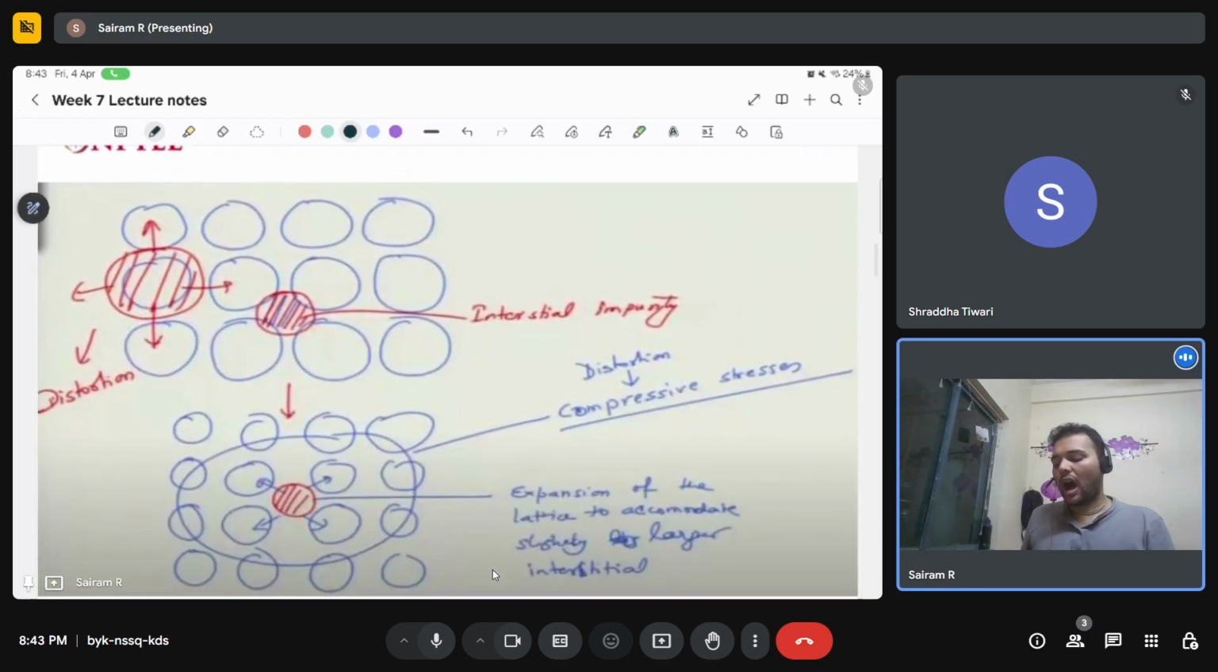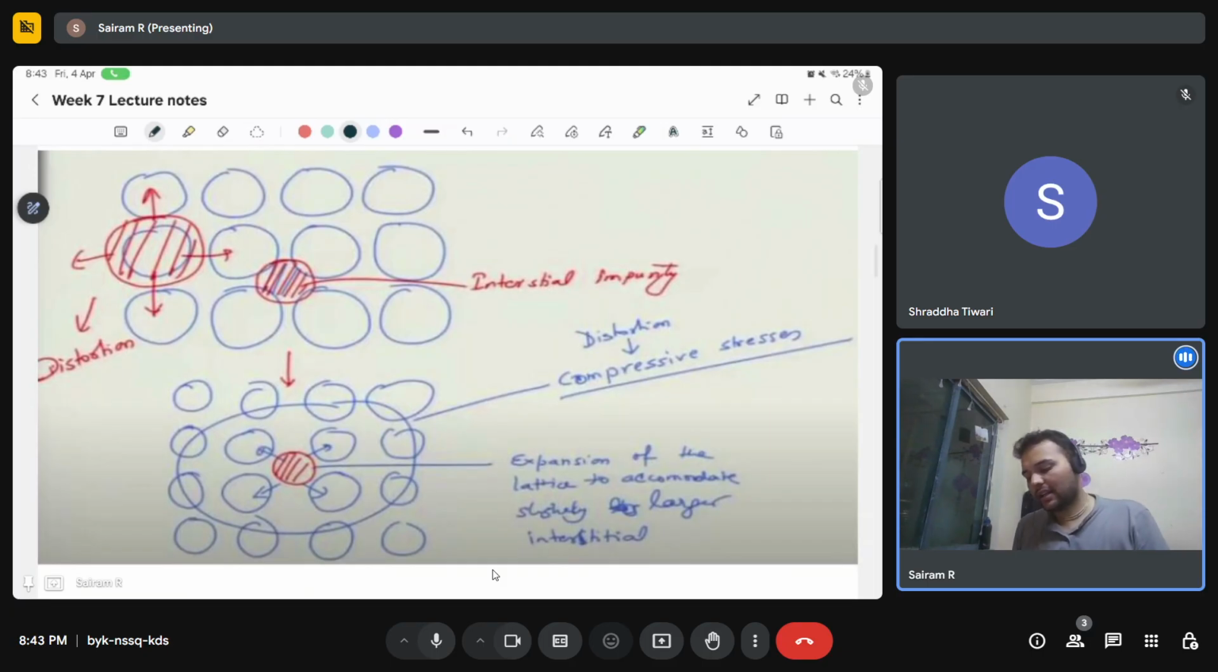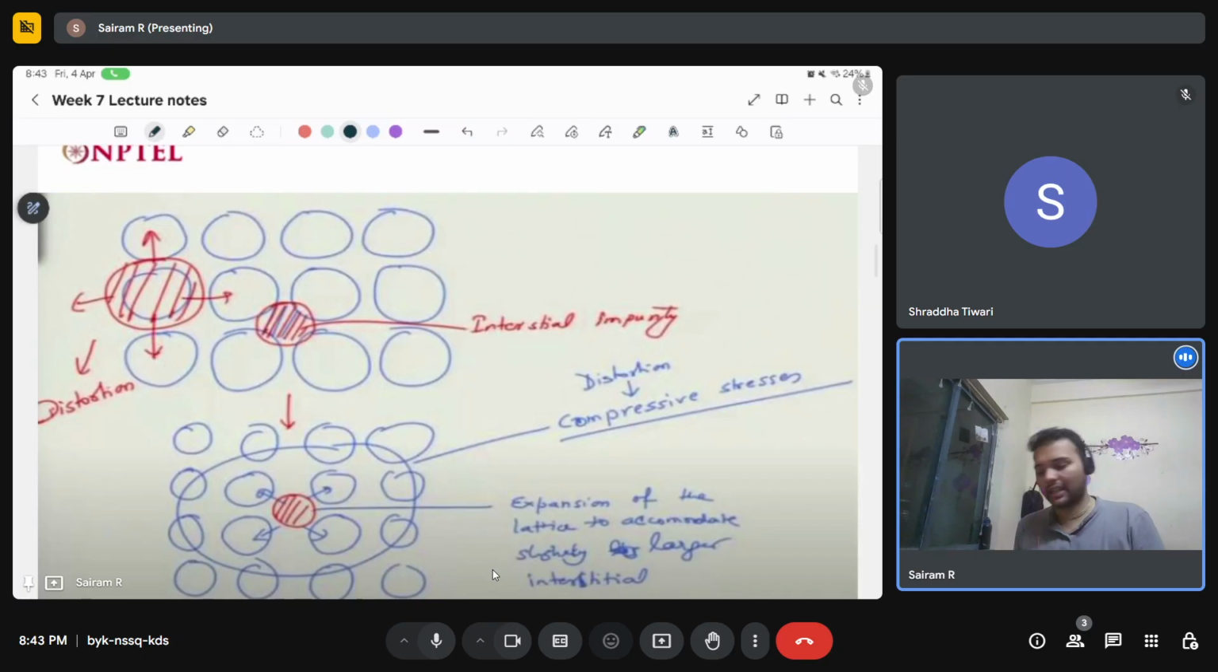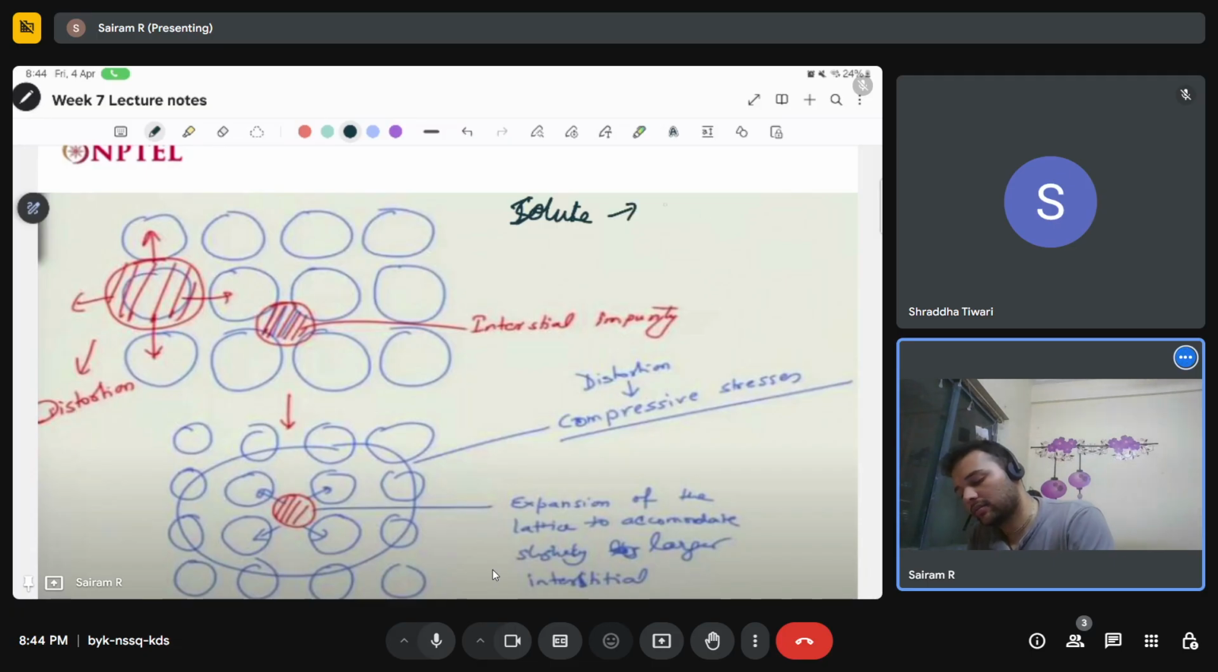Now, how is it that these are going to have an effect in this strengthening? My impurity atom, my solute, should be either bigger or smaller than my host, preferably, especially if this is substitutional.